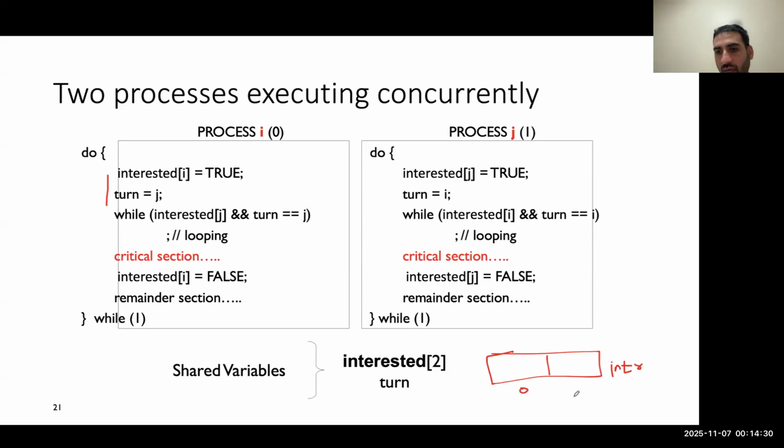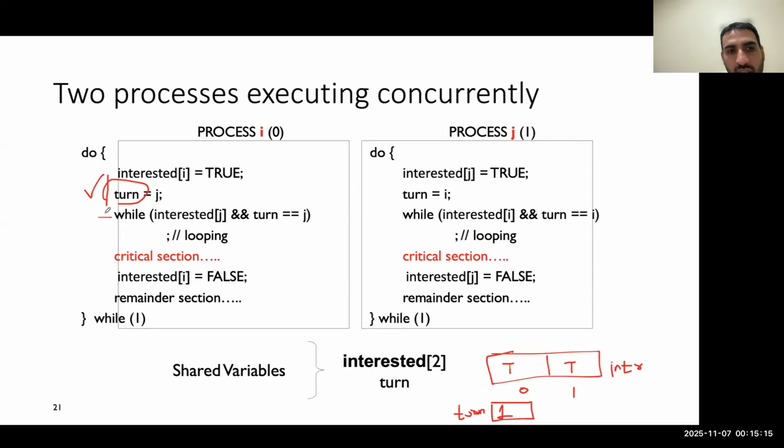Processes 0 and 1 both publish their interest by putting true in their respective elements of the interested array. But turn is a single variable. It is also shared, but it is a single variable, so both of them try to write at the same place. Remember we said that load and store are atomic. So let's say process 0 gets the chance to write the value in the variable turn first. It will write 1 here.